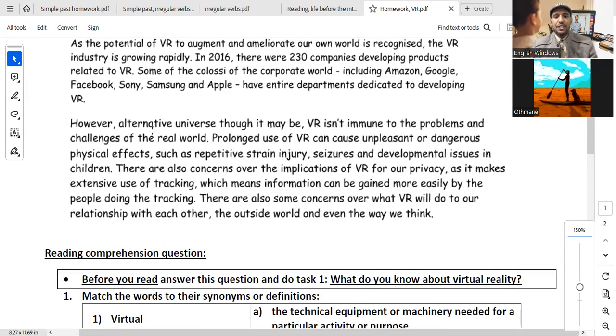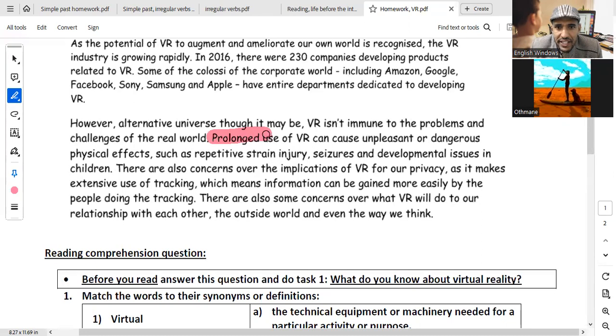However, alternative universe though it may be, VR isn't immune to the problems and challenges of the real world. Prolonged use, I mean, the use for a long time. Prolonged use of, all right, remember some good words here. Prolonged use, using VR for a long time. Prolonged use of VR can cause unpleasant, it means not good, right?